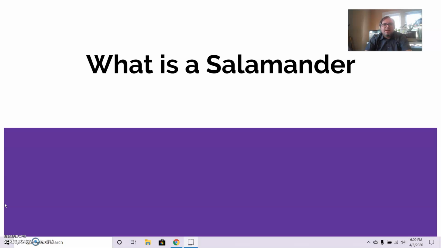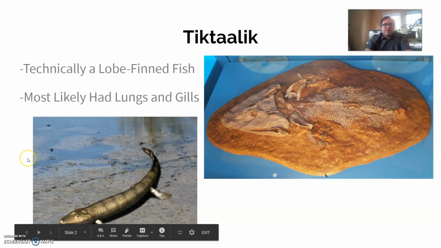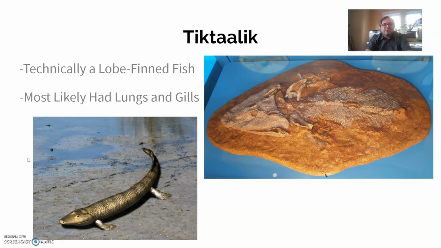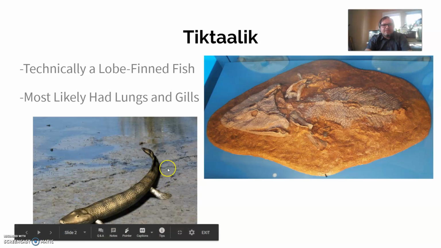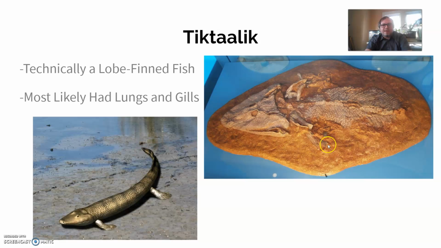So we're talking about what is a salamander, now that we know what an amphibian is. In talking about amphibians, we talk a little bit about where they have come from in terms of evolutionary history. Part of the link between amphibians and fish are lobe-finned fish, especially prehistoric lobe-finned fish like Tiktaalik. This is a reconstruction of Tiktaalik. Tiktaalik is no longer alive today. This is a fossil of that same lobe-finned fish.